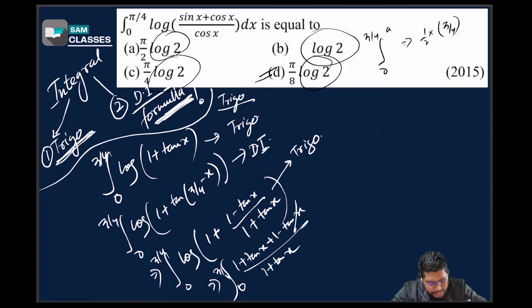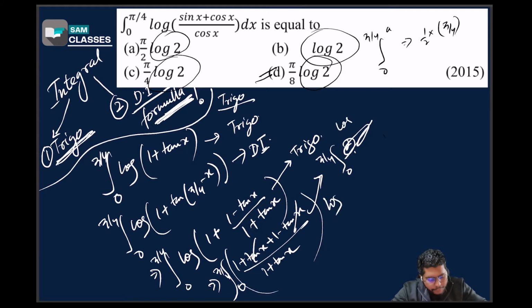So students, this tan went home to chill. So what is left for us? 0 to pi by 4, 2 by... log is also there. Okay, log is also there, students. Log of 2 by 1 plus tan x. Now you tell me, we got log of 2 plus 2 by 1 plus tan x. What else we can do?